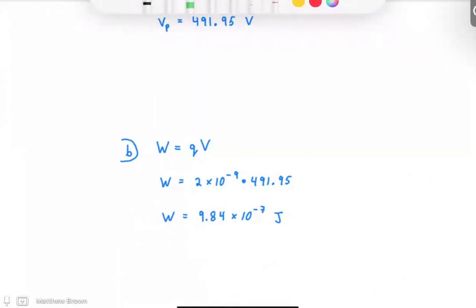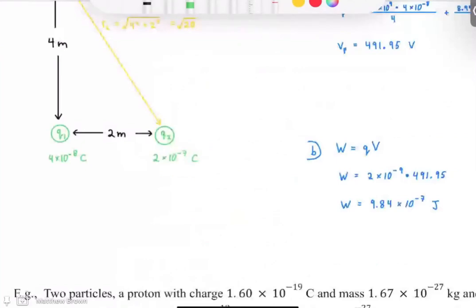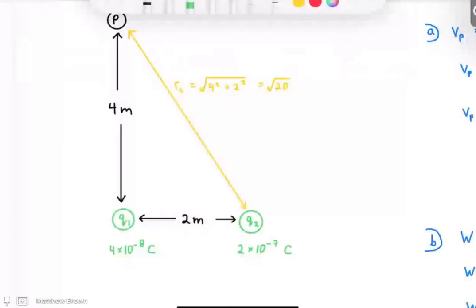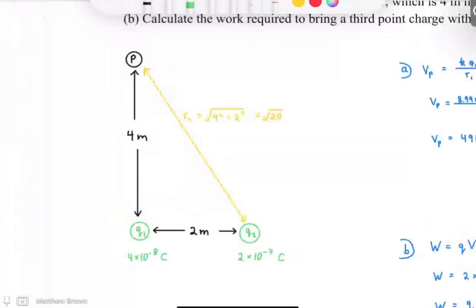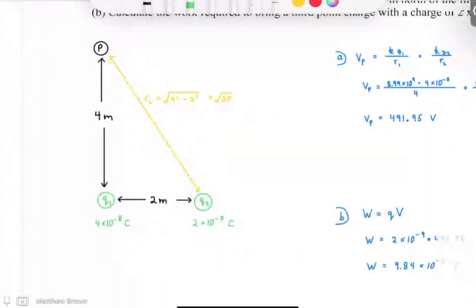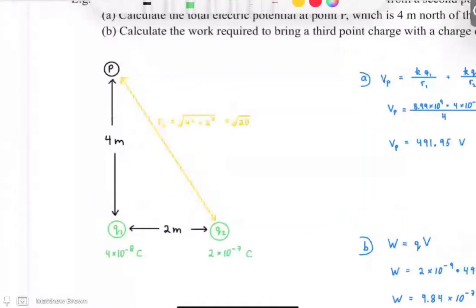In other words, this is the amount of work that I would have to do if this system already existed, and we'll suppose that Q1 and Q2 are fixed in this arrangement, 2 meters apart. If I wanted to take this third charge, which is 2 times 10 to the negative 9 coulombs, and bring it from far away and put it at that point P, then I would have to do 9.84 times 10 to the negative 7 joules of work. That's what I would have to do. And when I leave that charge there, that's how much more energy this system would have.